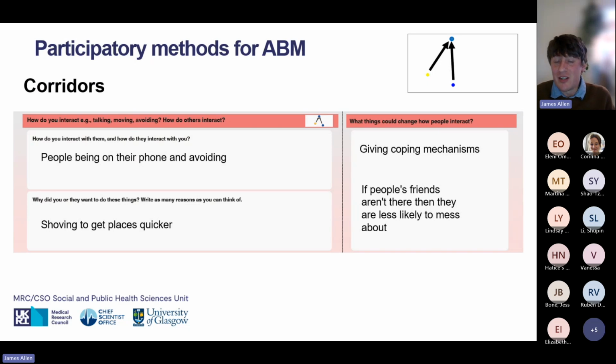What things could change how people do interact? So actually one student suggested they should give coping mechanisms for these ideas around shoving or having to get places quicker. And then this person suggested if people's friends aren't there, then they are less likely to mess around. So again, we're getting this information about how people behave in social situations is very situational depending on who is there.